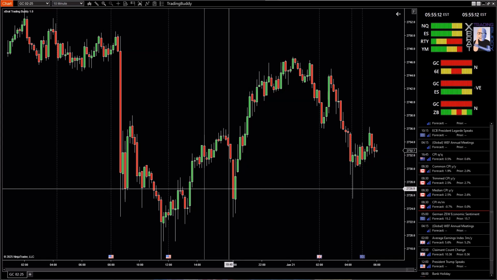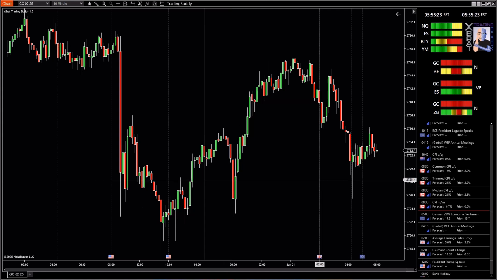So the big question: why is the xBrat Trading Buddy of benefit to futures traders on the NinjaTrader platform? Okay, so there's a few elements here. The first element is the economic calendar. The economic calendar is live and it's down there. You can see where the red line is? That's where we are, current time now.